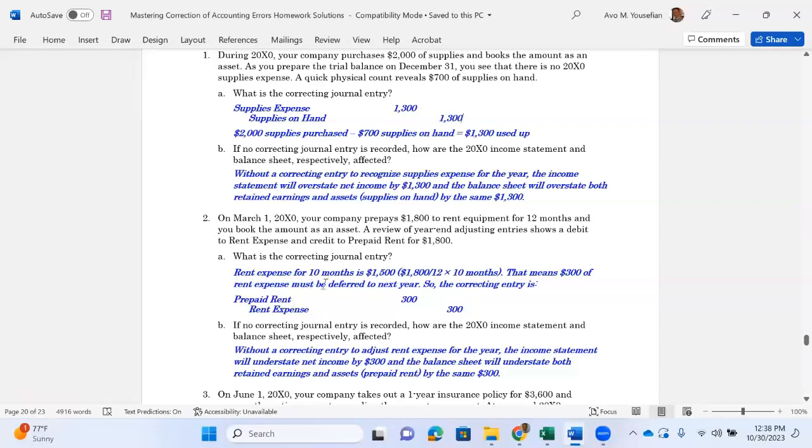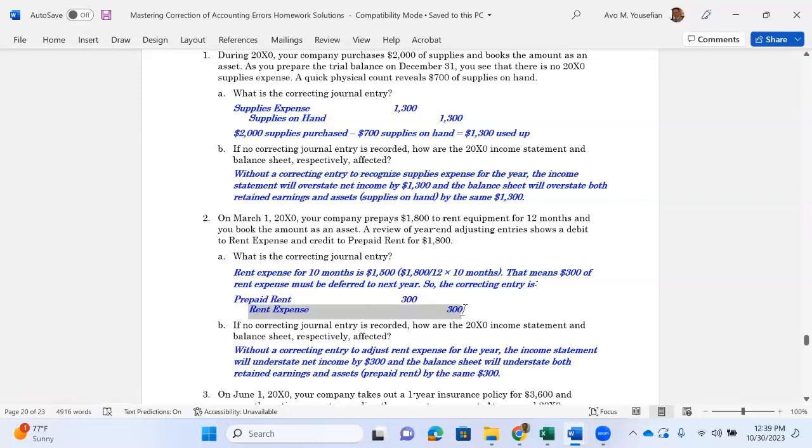What you need to do is to reduce the expense. So in order to reduce the expense that you recognize too much, you have to credit expense, right? Credit expense to reduce expense. And after reducing expense, you put that in prepaid rent. So now your T account looks good because you have a prepaid rent showing $300 in it instead of zero, and rent expense will be reduced by $300.